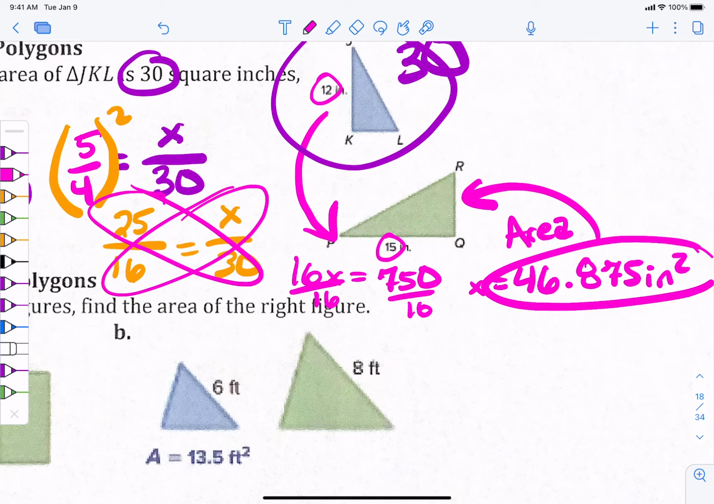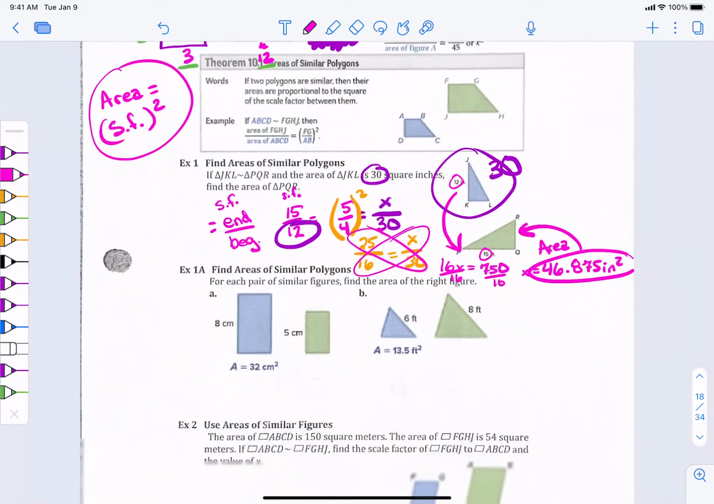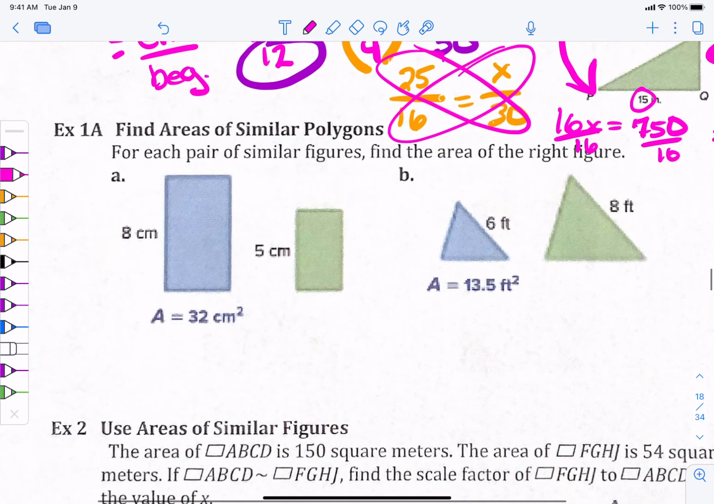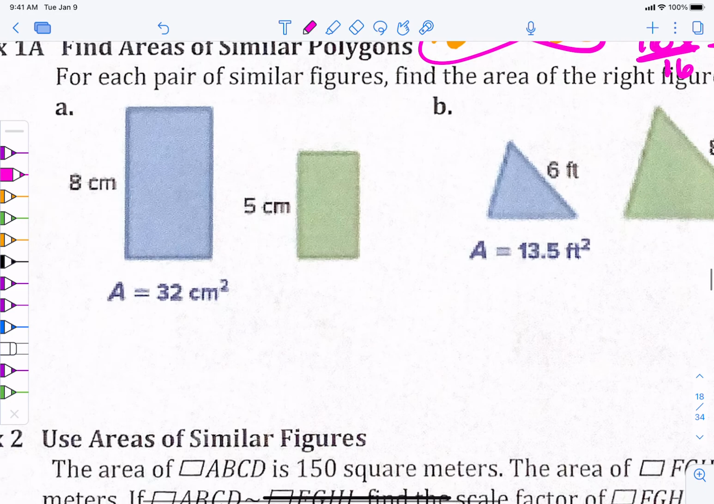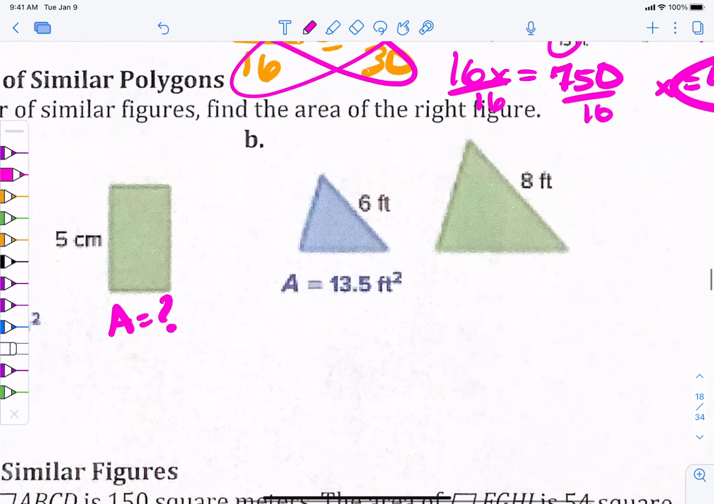Okay, good? All right, moving on. They want us to find the area of this guy. This is what we're trying to find. So let's just set up our scale factor, 8 over 5 or 5 over 8. Doesn't matter which one we do, really.